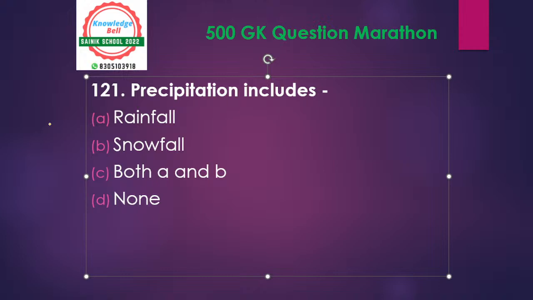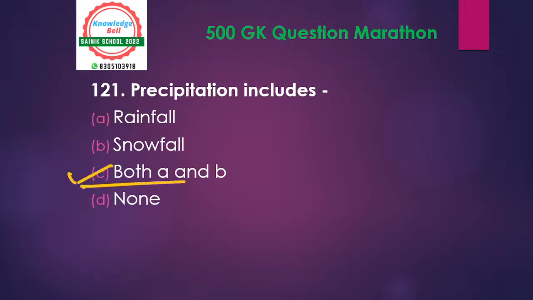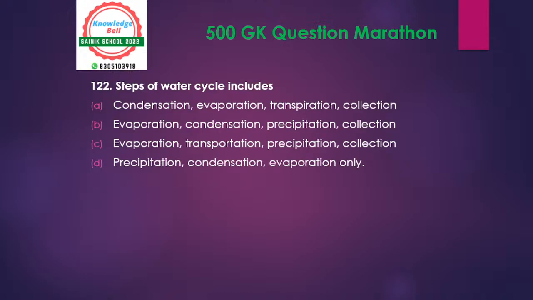Correct. What does precipitation include? Rainfall, waterfall, both, or none. C is the correct answer. Good. Precipitation includes both rainfall as well as snowfall. So both of them will be the correct answer. So this is correct.